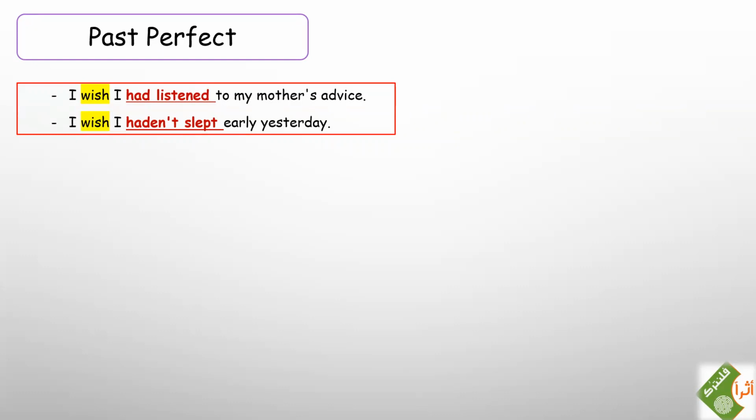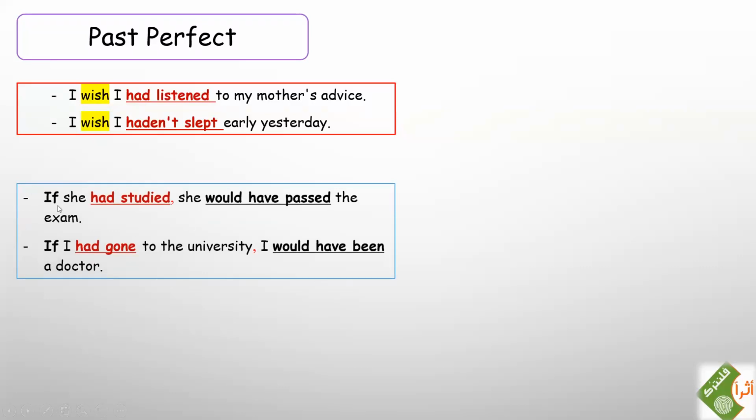The third one, you will use it with situations of if conditional. So if she had studied, she would have passed. If I had gone to the university, I would have been. Okay, with the if conditional.